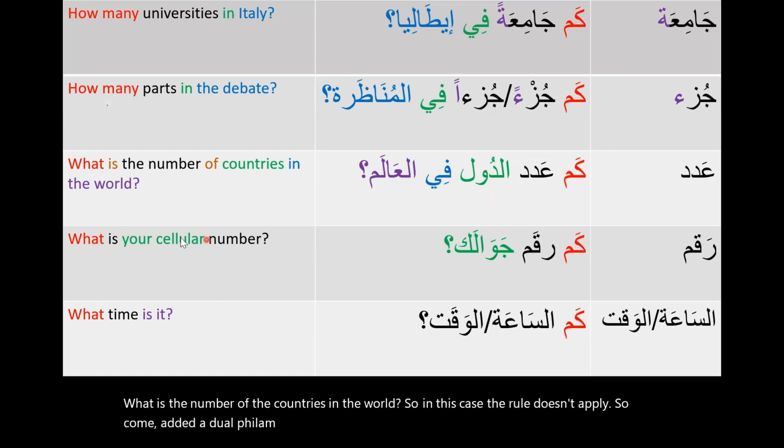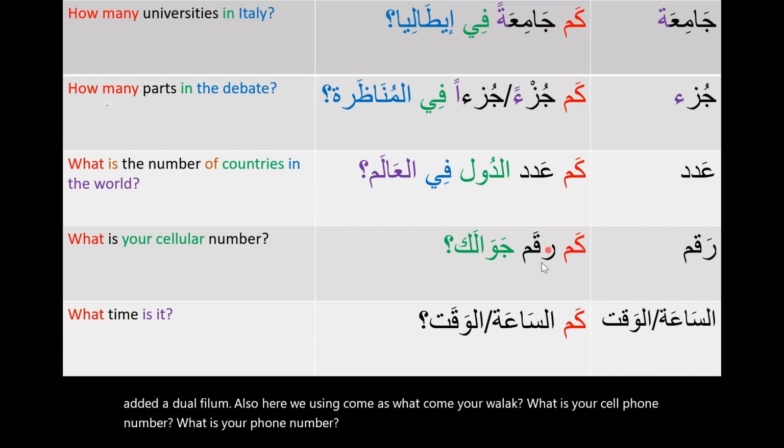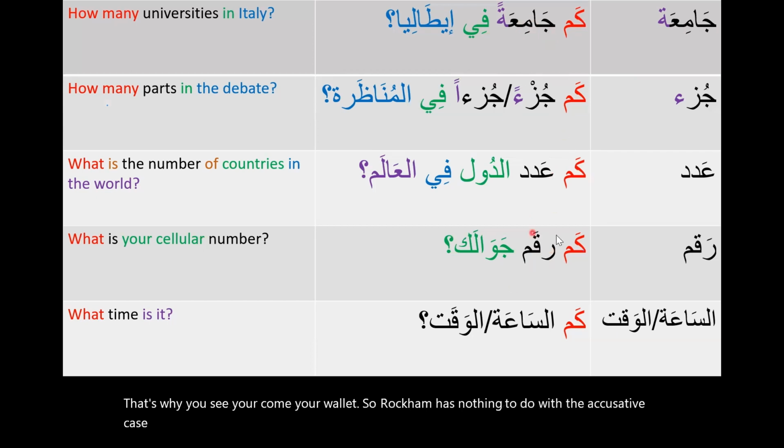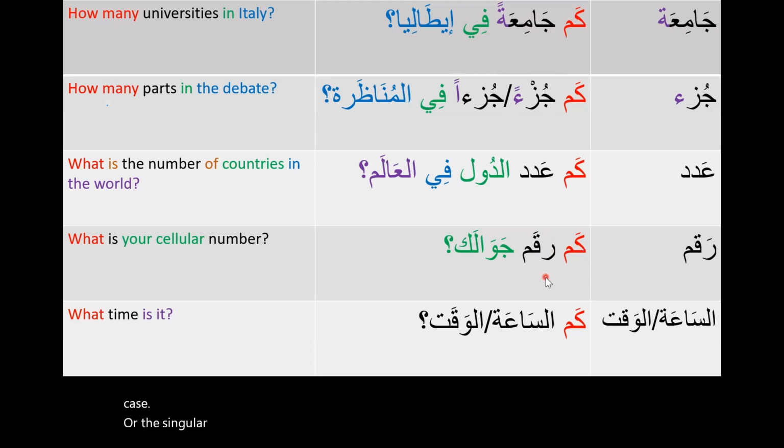Also here we're using kam as what. كم رقم جوالك. What is your cell phone number? What is your phone number? That's why you see رقم جوالك. So رقم has nothing to do with the accusative case or the singular form. That rule does not apply here. Moving to this, كم الساعة? كم الوقت? So we are asking what time is it?